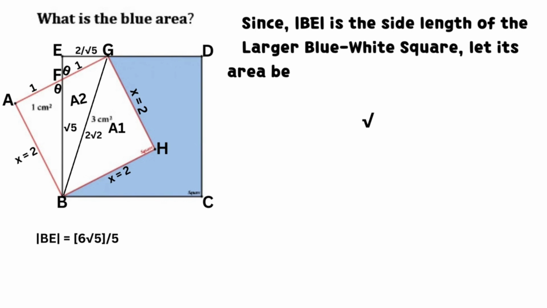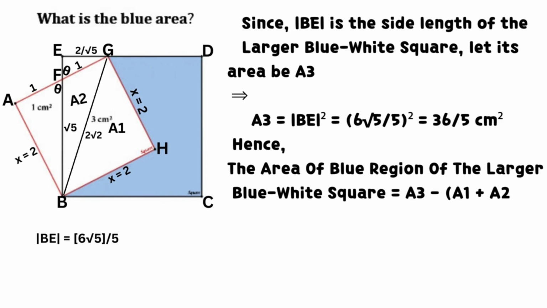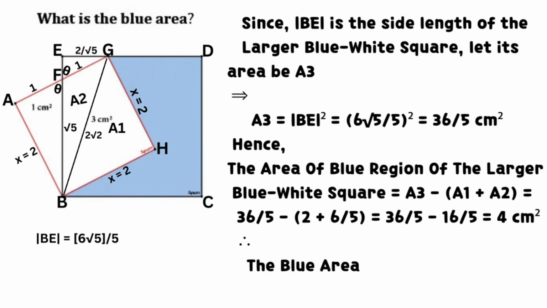Since line BE is the side length of the larger blue-white square, let its area be A3. It implies that A3 equals the square of BE, which equals 36 divided by 5 square centimeters. Hence, the area of the blue region of the larger blue-white square equals A3 minus the sum of A1 and A2, which equals 36 divided by 5 minus 16 divided by 5. The result equals 4 square centimeters. Therefore, the blue area equals 4 square centimeters.